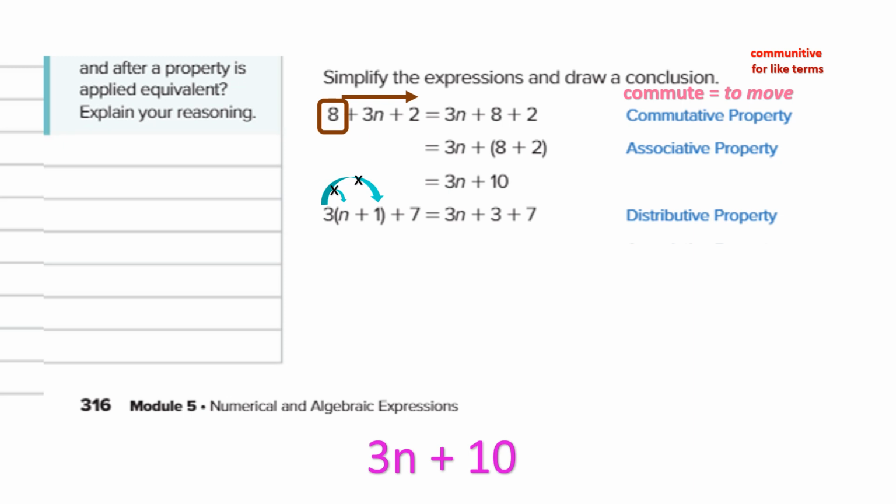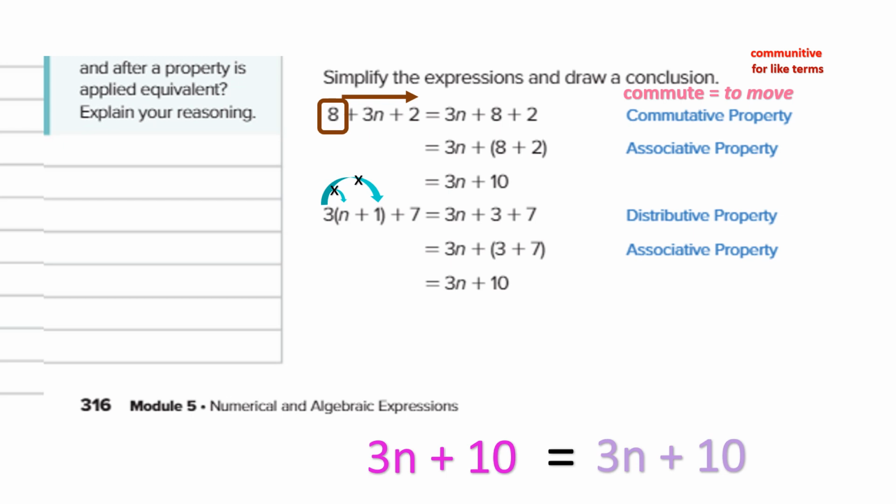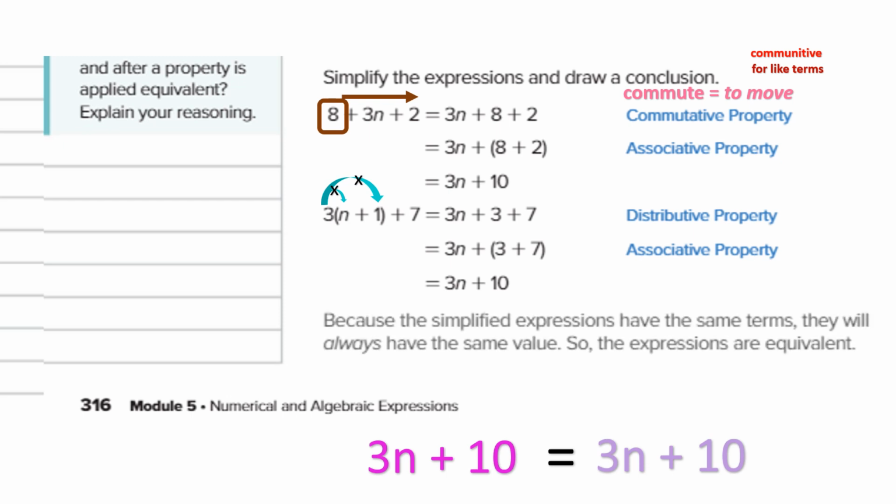Now I'm going to use my associative property. I'm going to add any like terms that I have, and hopefully I see I have 2 constants, so I'm going to add those together. I keep my 3n in, I add 7 and 3, and that gives me 10, and I see that I have 3n plus 10. Both of them are 3n plus 10, so I know that they are equivalent to one another.